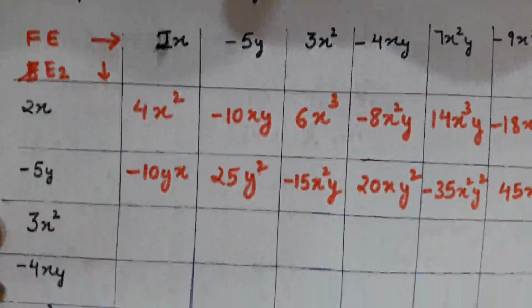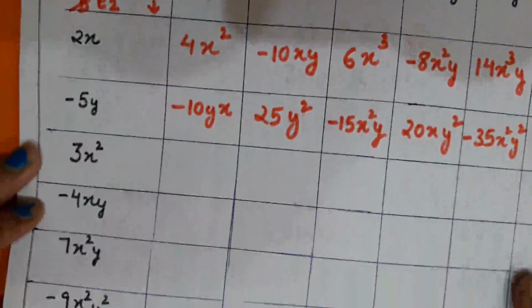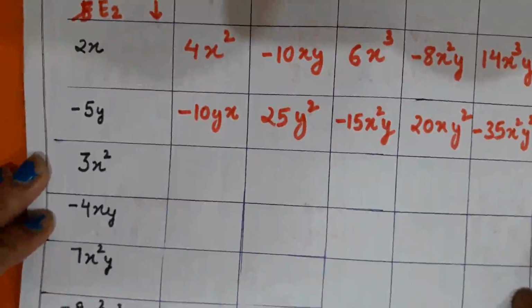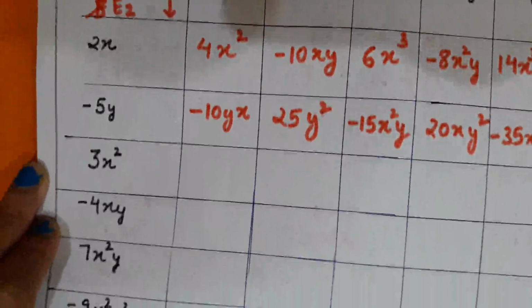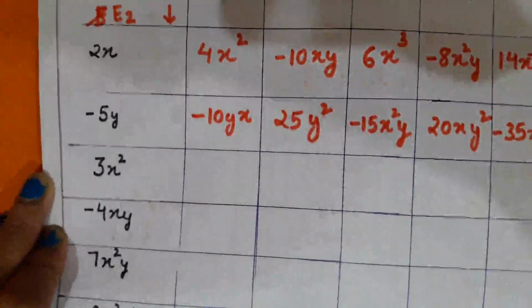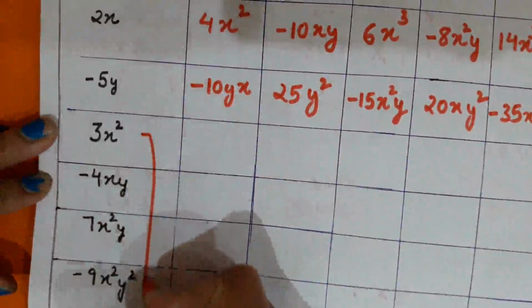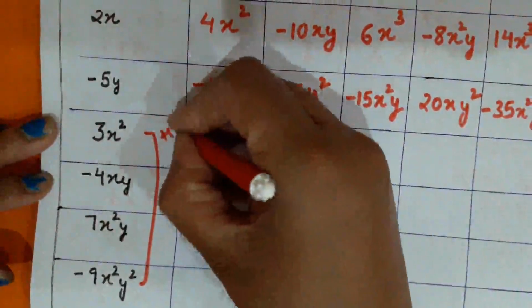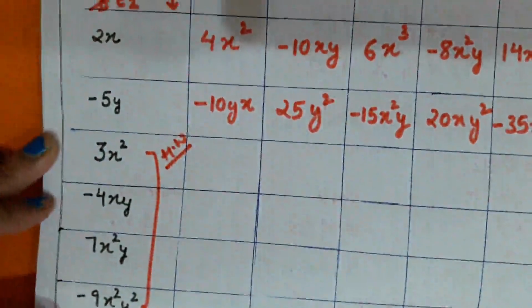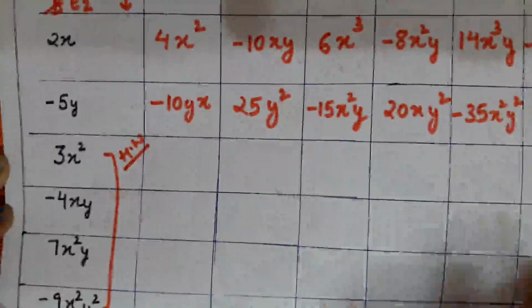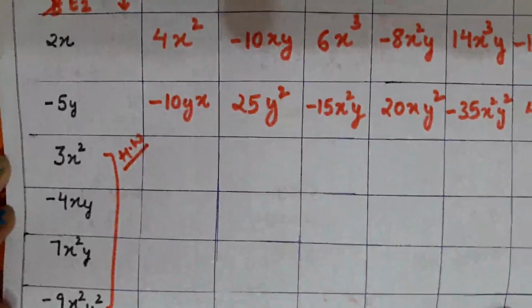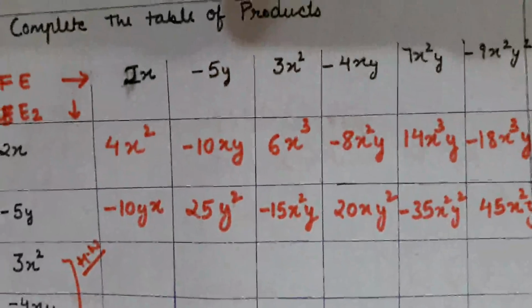Okay, now 2 rows I have solved. The next 4 you have to do as your homework. Now I am giving you these 4 as your homework. Try at your home, make this table and complete this full table. Okay, let's move to the next question.